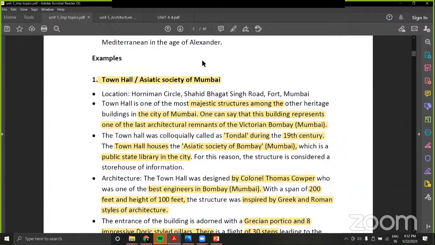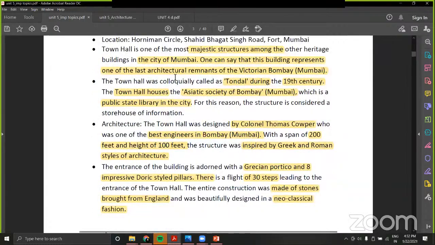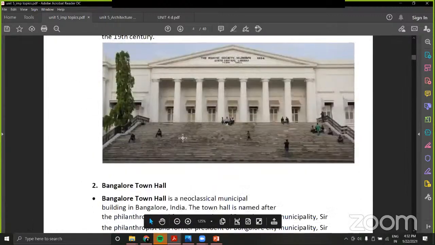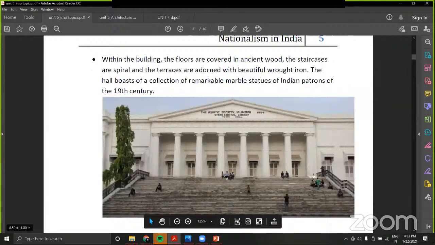The structure was inspired by Greek and Roman styles of architecture. The entrance of the building is adorned with a Gaussian portico and 8 impressive Doric style pillars. There is a flight of 30 steps leading to the entrance of the town hall. You can see the picture here. Yeah, this is the town hall in Mumbai.